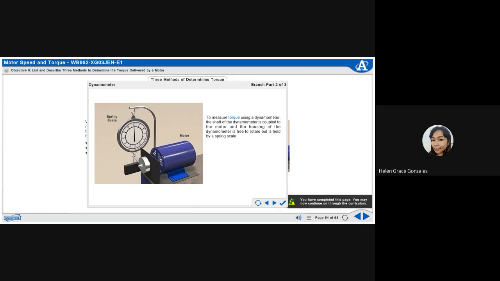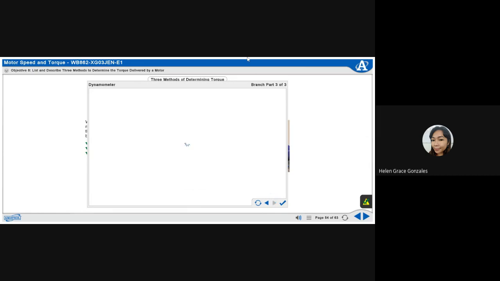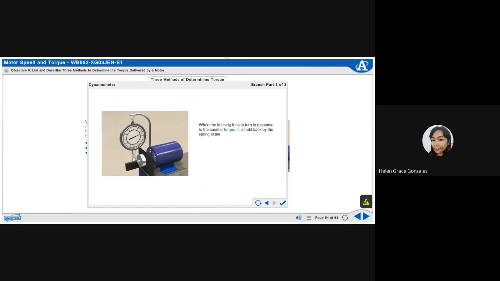The housing of the dynamometer is free to rotate, but is held by a spring scale. As the dynamometer shaft rotates, it generates electrical current and voltage in its windings that cause a counter torque to be developed. When the housing tries to turn in response to the counter torque, it is held back by the spring scale. The scale displays the torque that is applied to the housing.